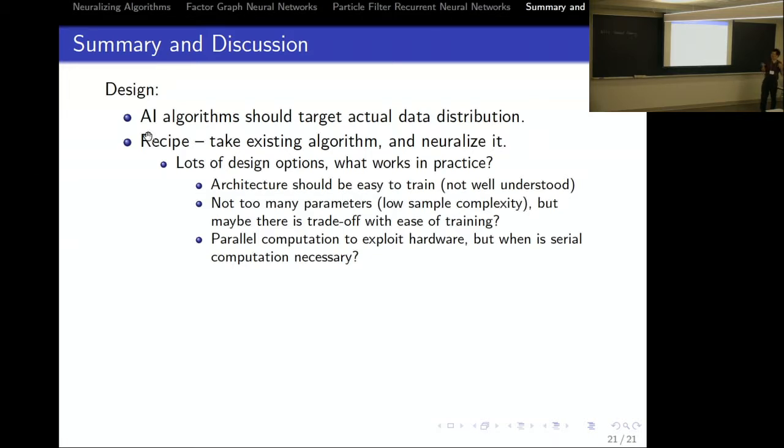We want architectures that are easy to train, but that's not very well understood. We seem to be able to train some of them, not others. We don't want too many parameters because we want to learn with less data, but then maybe we need more parameters to make training easier. So lots of issues. We want parallel computation, so maybe we want parallel algorithms, which would be nice because we can exploit hardware. But then in some cases serial computation is maybe necessary. Not sure we understand all that well.